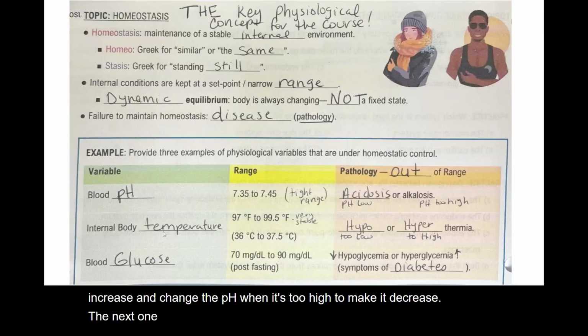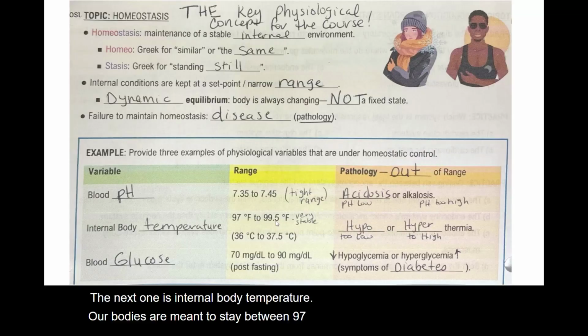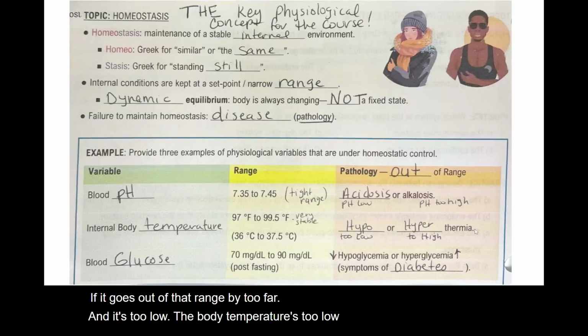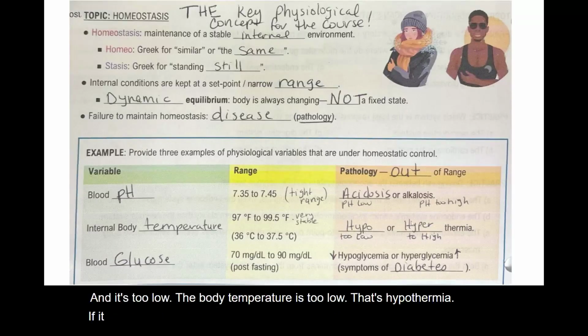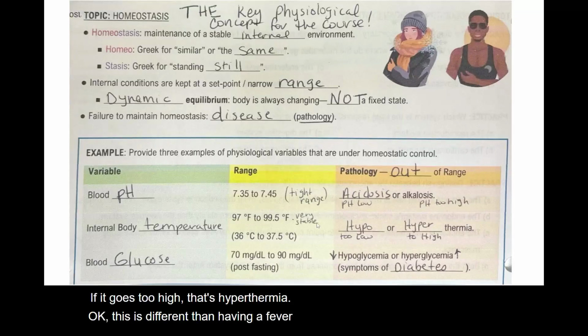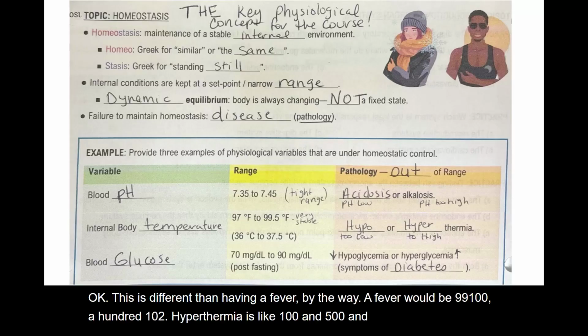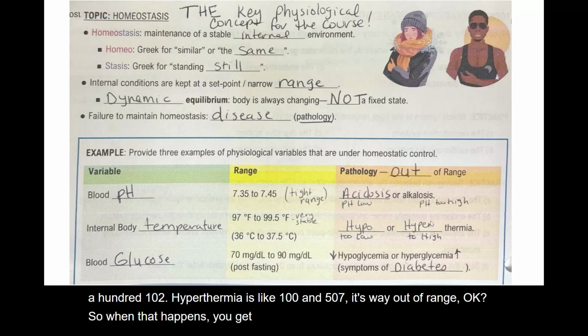The next one is internal body temperature. Our bodies are meant to stay between 97 and 99.5 degrees Fahrenheit. That's very stable. If it goes out of that range by too far, and the body temperature is too low, that's hypothermia. If it goes too high, that's hyperthermia. Okay, this is different than having a fever, by the way. A fever would be 99, 100, 101, 102. Hyperthermia is like 105, 107. It's way out of range. Okay, so when that happens, you get disease, you get pathology, you can die.